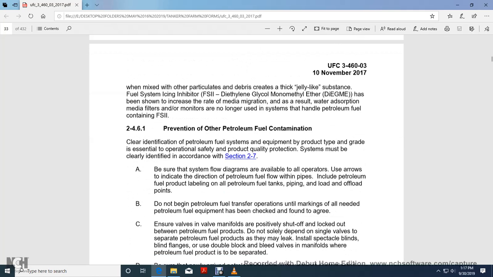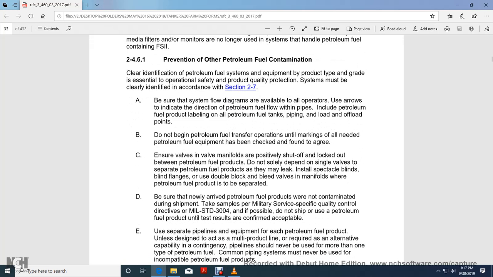Fuel system icing inhibitor, diethylene glycol monomethyl ether, has been shown to increase the rate of media migration. As a result, water absorption media filter monitors are no longer used in systems that handle petroleum fuel containing FSII.